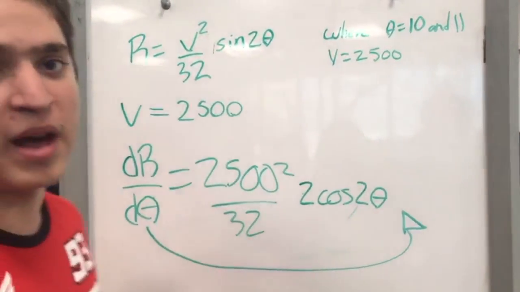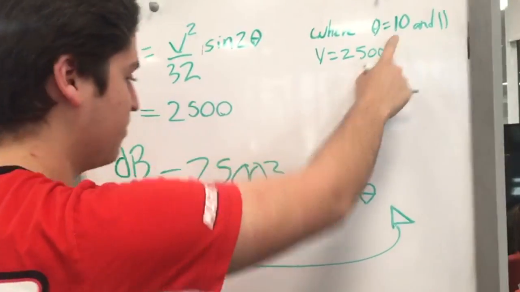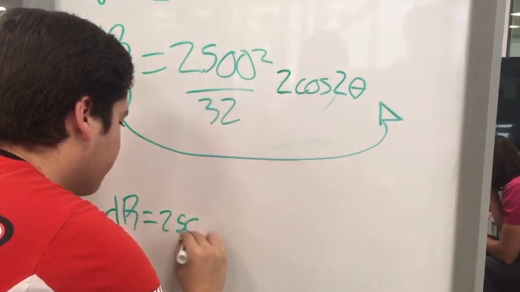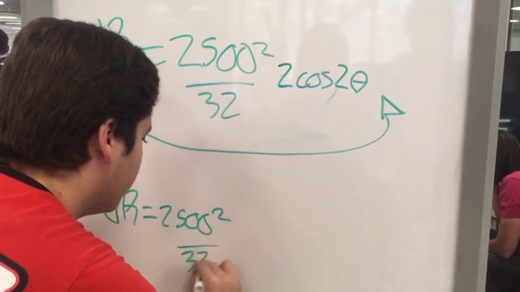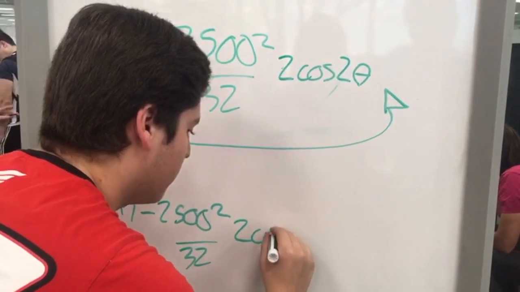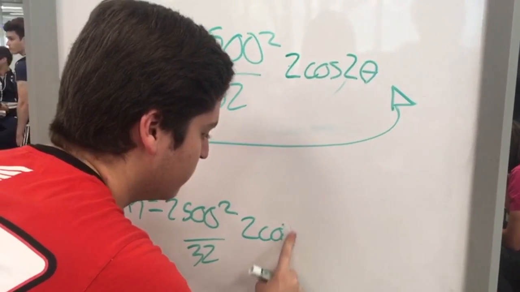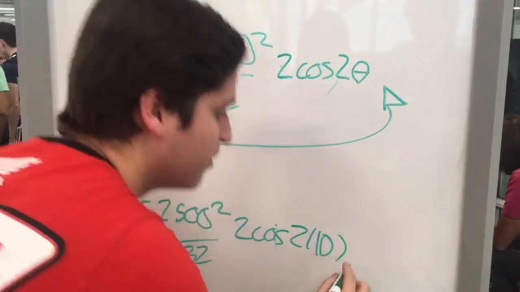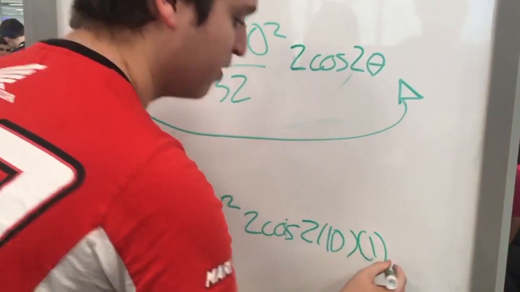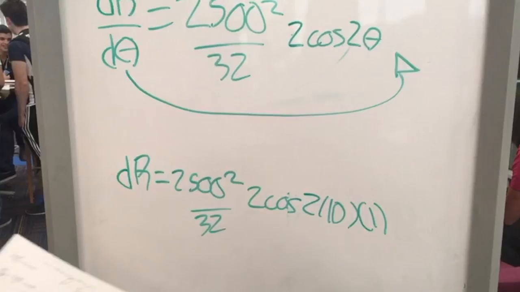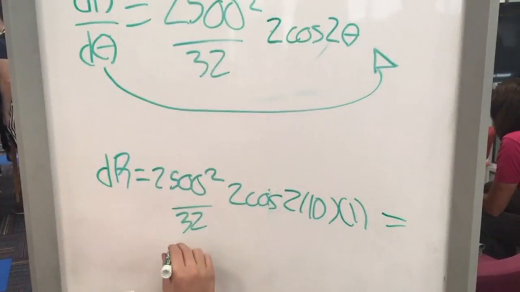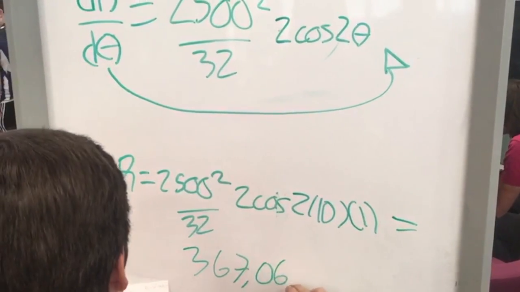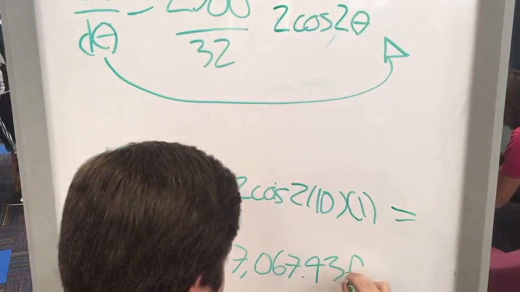Then we need to plug in the following value, which is theta 1, which is 10. So this will look like this: 2 cos of theta 1, which is 10, times the difference, which is 1. The answer of this would be the following. Feet.